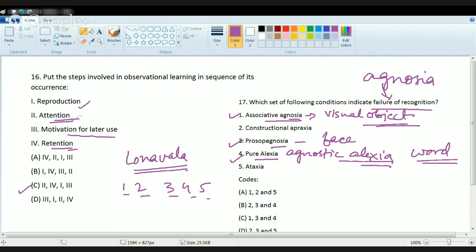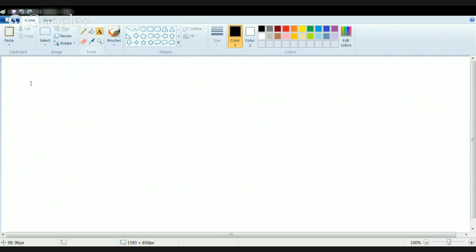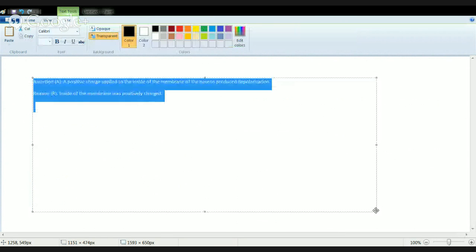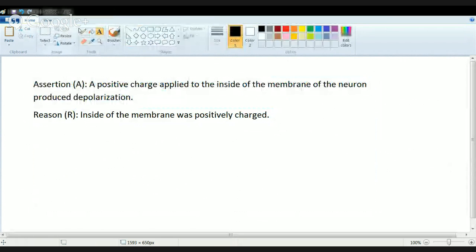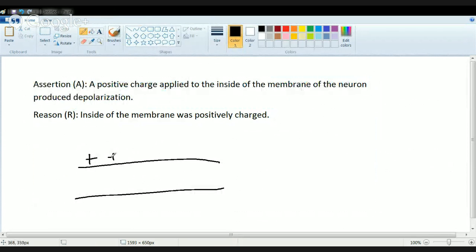Now let's move on to the next question. The next question is a kind of assertion-reason question. Let's try to understand here. You have an assertion and a reason. Now, what is depolarization? Under normal circumstances, where there is no signal being sent, you have a positive charge on the outside and a negative charge on the inside.